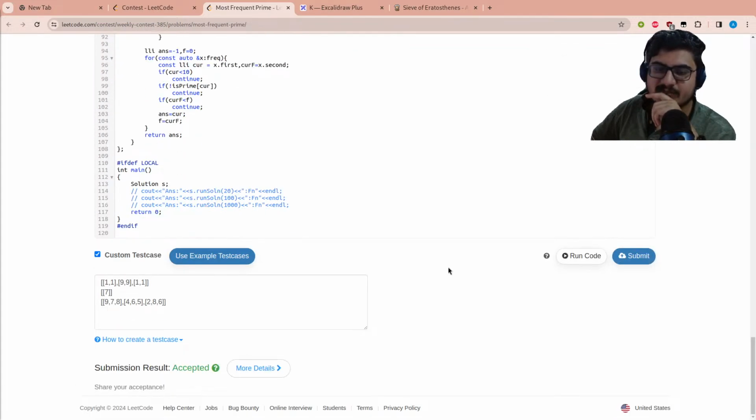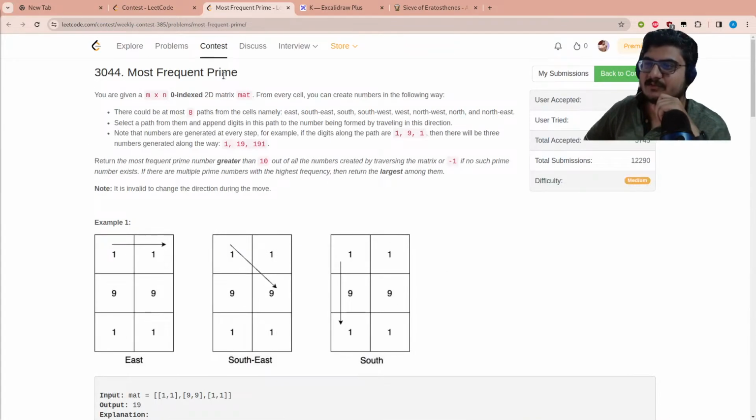This was essentially the solution for this problem. Any questions on this one before I move to the next problem and last problem for today?